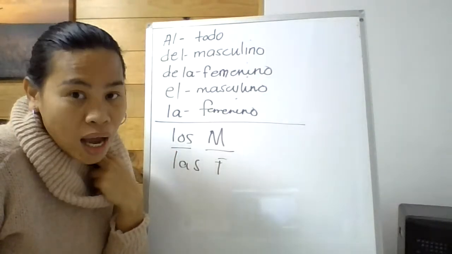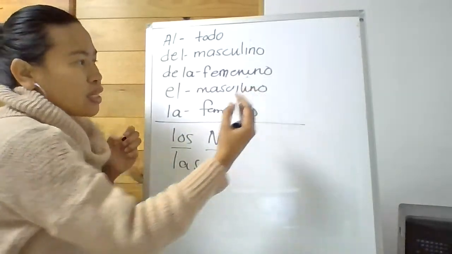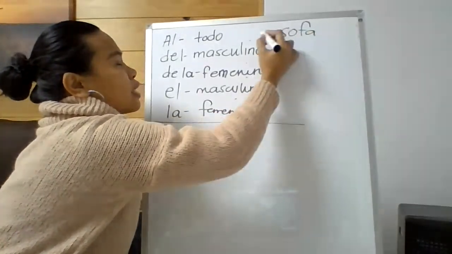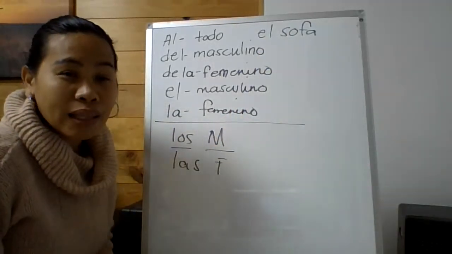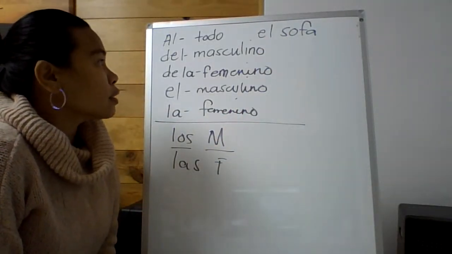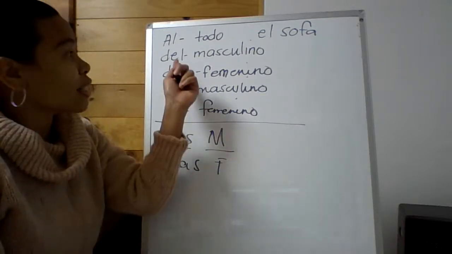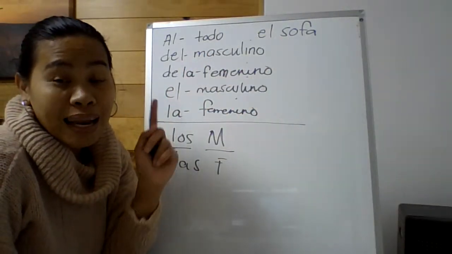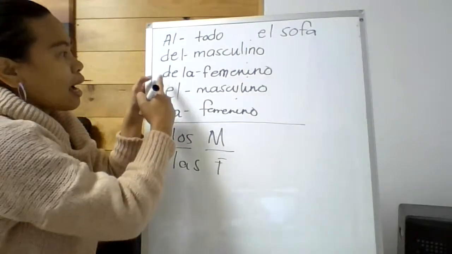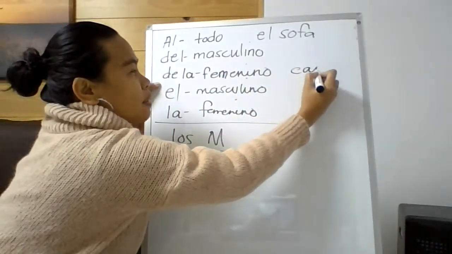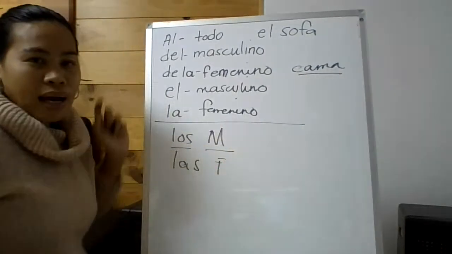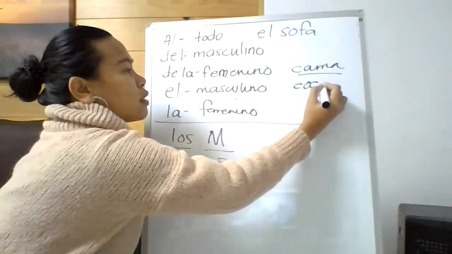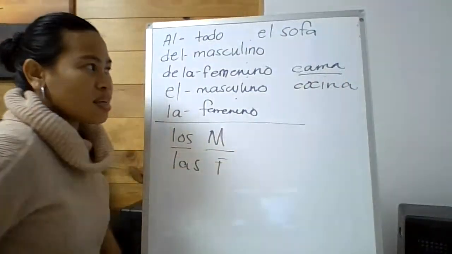So for example, since we are talking about "al lado": "al lado del sofá", es el sofá, "al lado del sofá" es correcto también. Es femenino: "al lado de la cama", cama es femenino. "Al lado de la cama" o "al lado de la cocina", cocina. See, the kitchen.